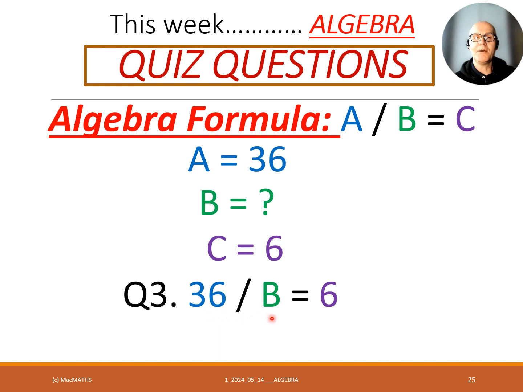36 divided by what number equals 6? Or think of it another way: 6 multiplied by what number equals 36? It's 6. 36 divided by 6 equals 6.